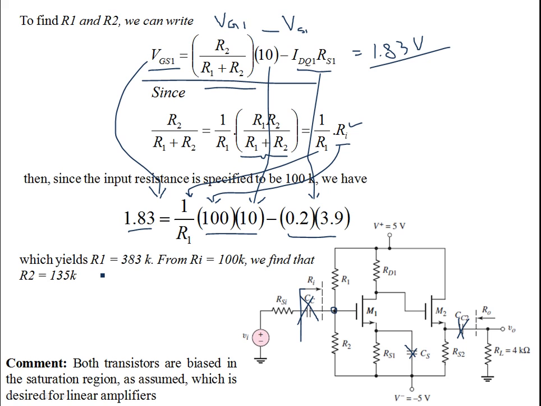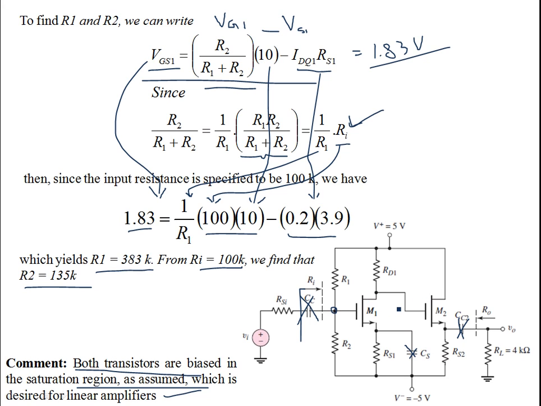This yields R1 as 383 kilo ohms. With R1 as 383 and Ri as 100, using this equation you can find R2, and that comes up to 135 kilo ohms. So both transistors are biased in the saturation region as assumed, which is desired for linear amplifiers. That's how we carry out the DC analysis.